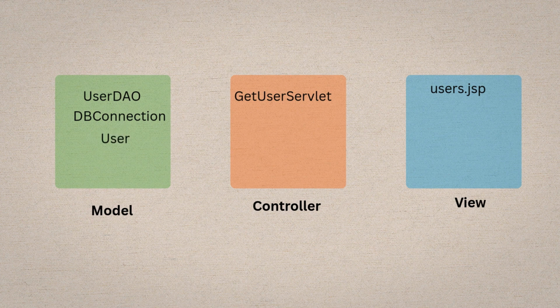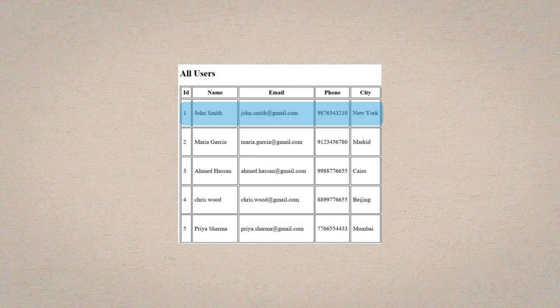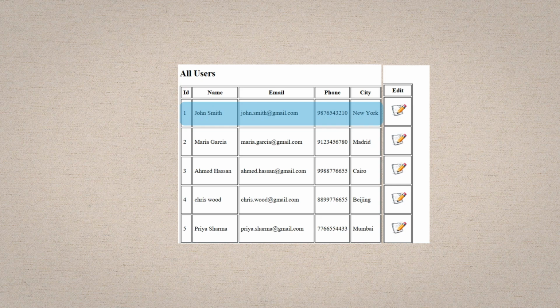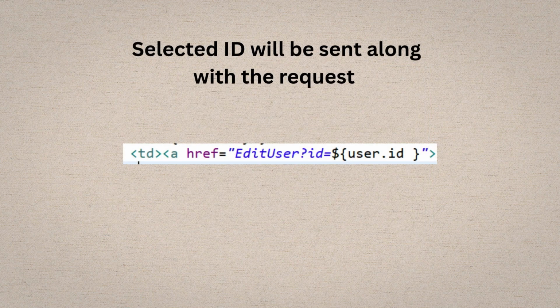Now we will enhance this existing structure to support editing a specific record. First, we will modify user.jsp by adding an additional column named edit. Each row will contain an edit icon. When the edit icon is clicked, the selected user's ID will be sent as a request parameter to a mapped servlet called edit user servlet.